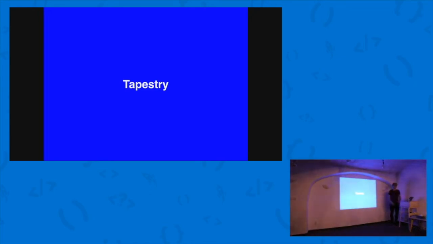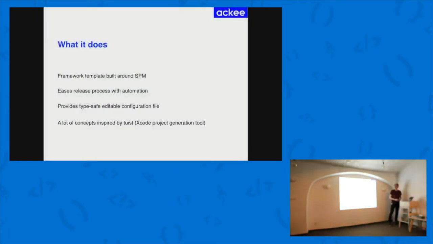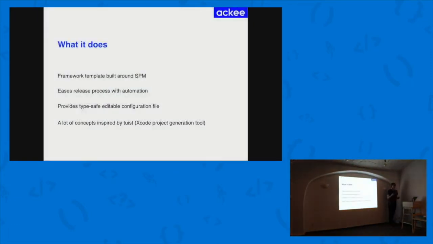So Tapestry is a tool that I have been working on for the past three or four months, and now I'll tell you something about it. It has two main components. First, it provides a framework template that's built around Swift Package Manager. So if you want to build a new open source tool, this is a great way to not think about how the files should be ordered, and you can just use Tapestry for that. It also provides simple compatibility with CocoaPods or Carthage.